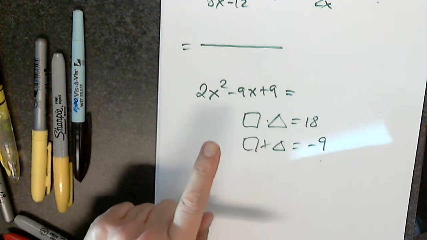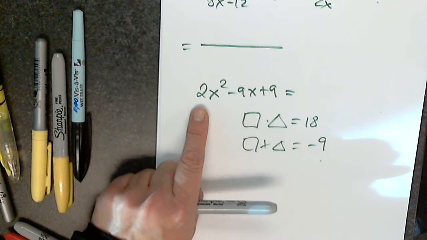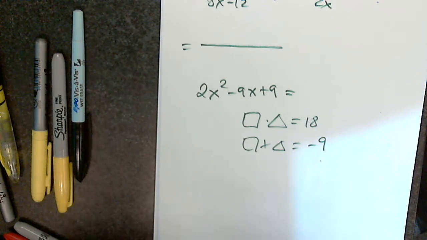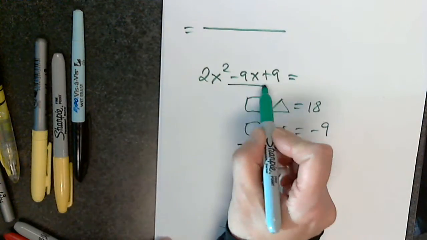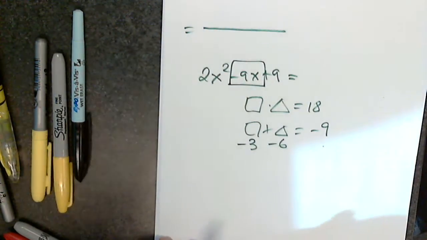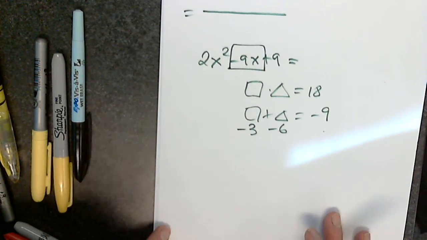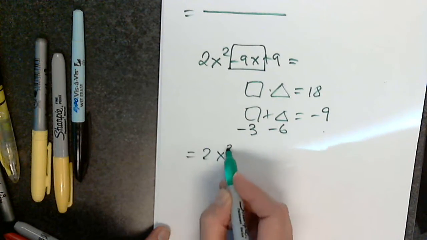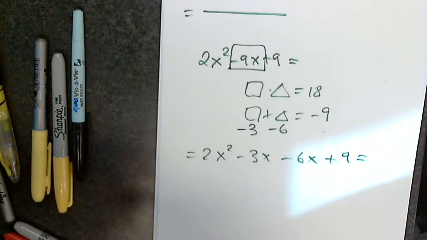Yes, I would say yes if the leading coefficient were 1. But since the leading coefficient is not 1, the numbers are correct. It's negative 3 and negative 6. However, I have to replace this. This is a long procedure. I cannot write the factor form right away. So I have to write 2x squared minus 3x minus 6x and plus 9.